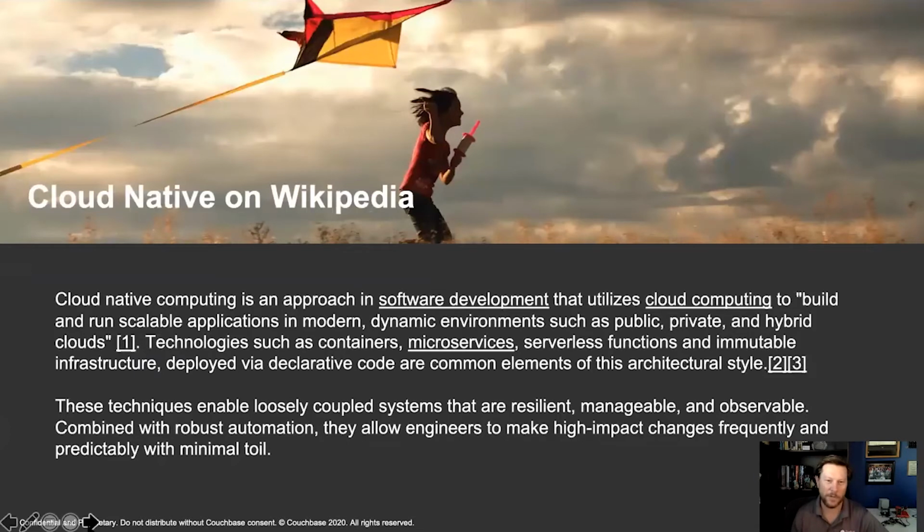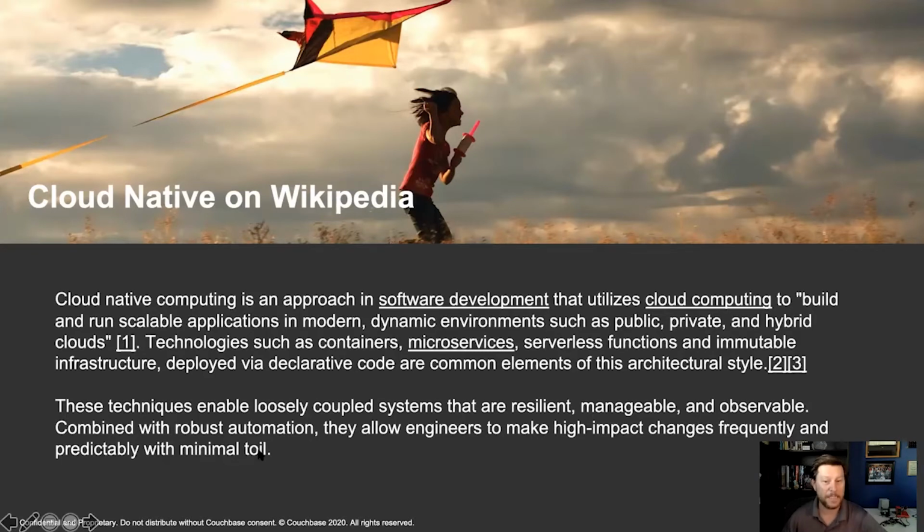I know I'm joking around a little bit, but let's check Wikipedia. That was one of the other links over there on the right-hand side on that first page. So Wikipedia talks about cloud native as being an approach to software development, something that uses cloud computing to build scalable applications in dynamic environments like public, private, and hybrid clouds, and in particular, having immutable infrastructure via declarative code. And it talks about it as an architectural style or paradigm. So that's a pretty good definition. That gives us a sense of maybe how cloud native might be a little different.